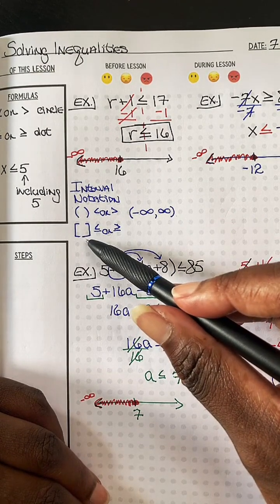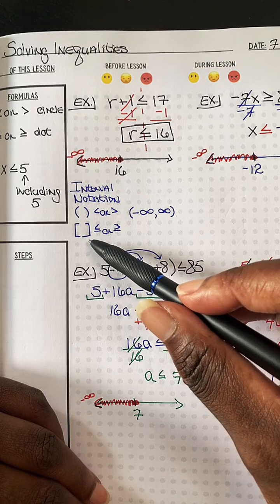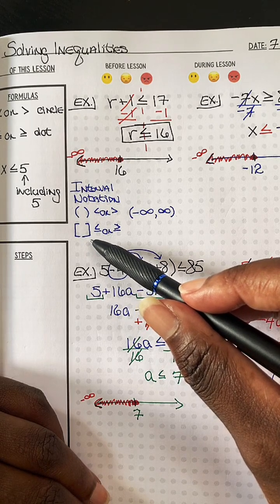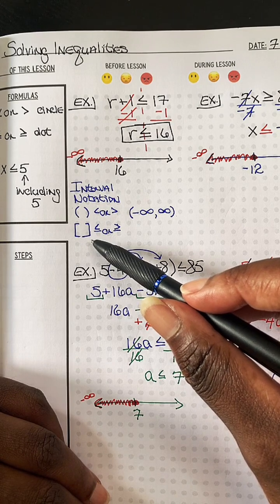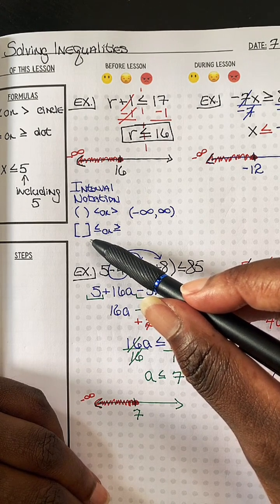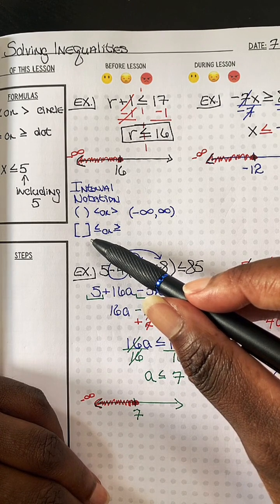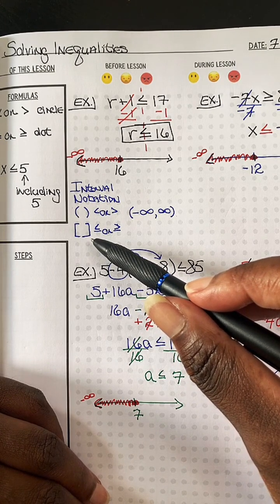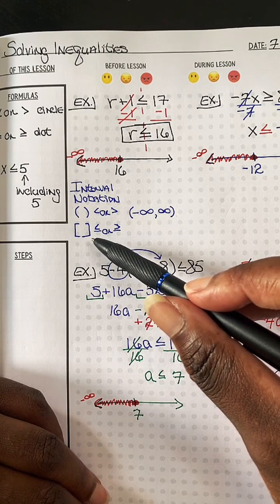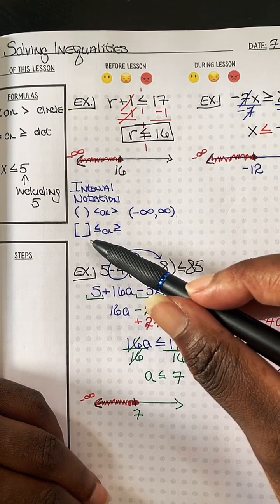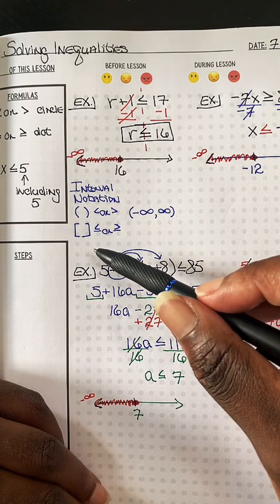Parentheses means unbounded. Brackets means bounded. Think about it: you're stuck in jail, in a room. Can't get out. You can lean as close as you can to that wall, but you will not be able to go through. This is not a Marvel comic. Reality.